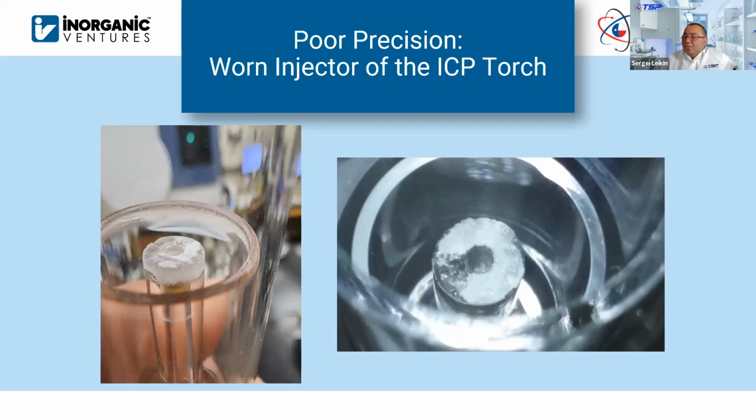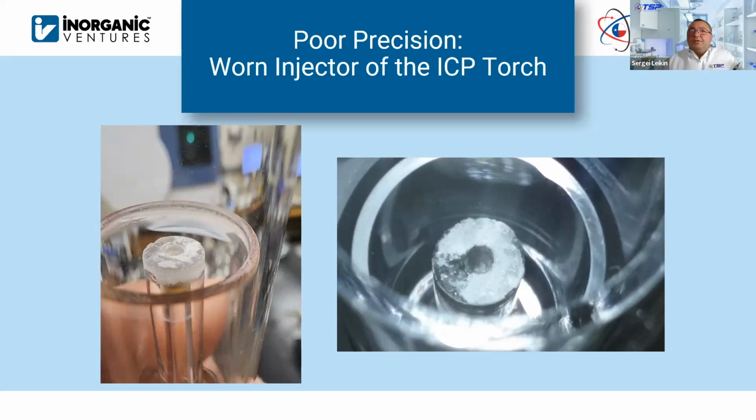One other thing to look for is the injector, the way it looks, because this is the most critical part of your torch. And here's an example of the fixed torch. There are demountable torches, and here's the quartz one.